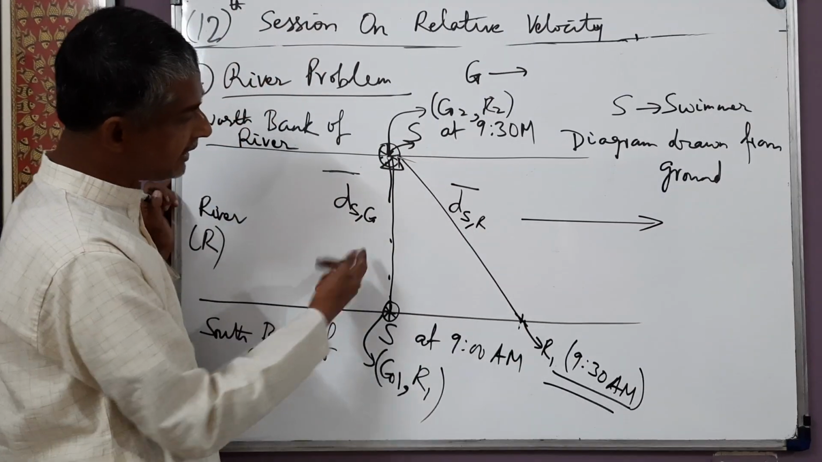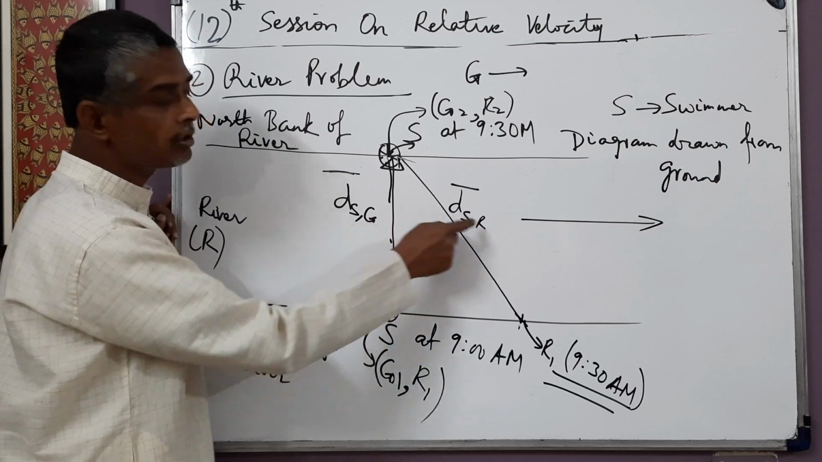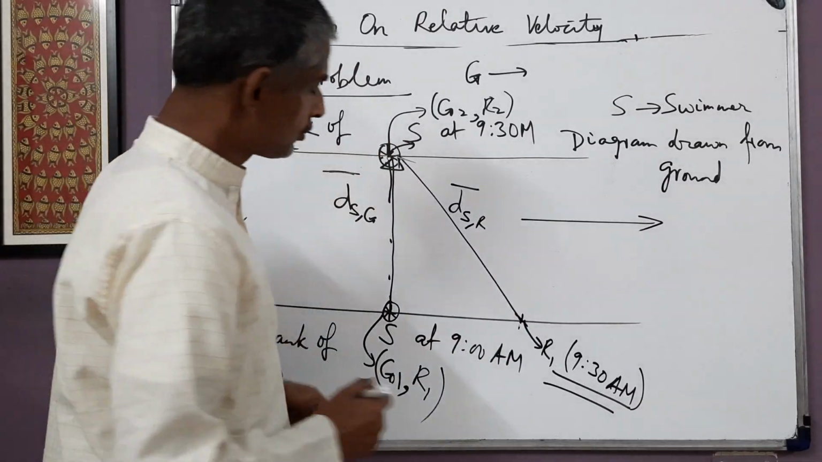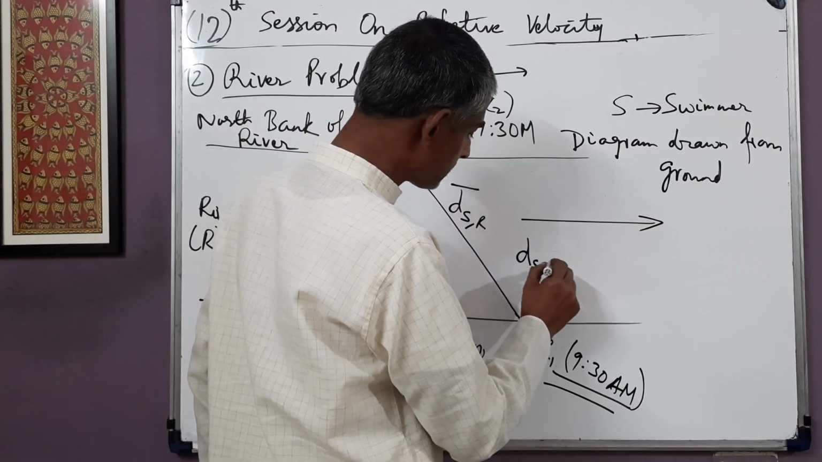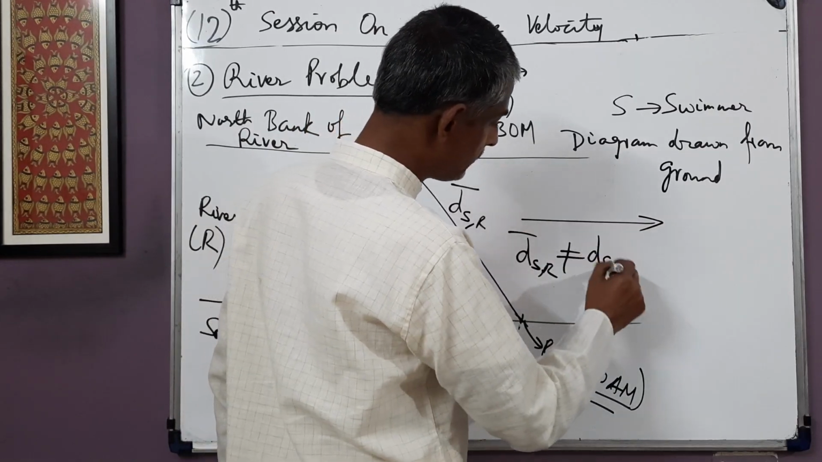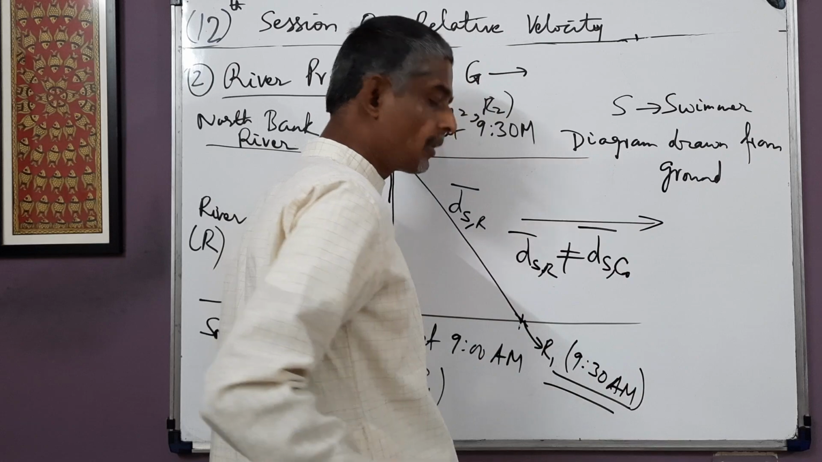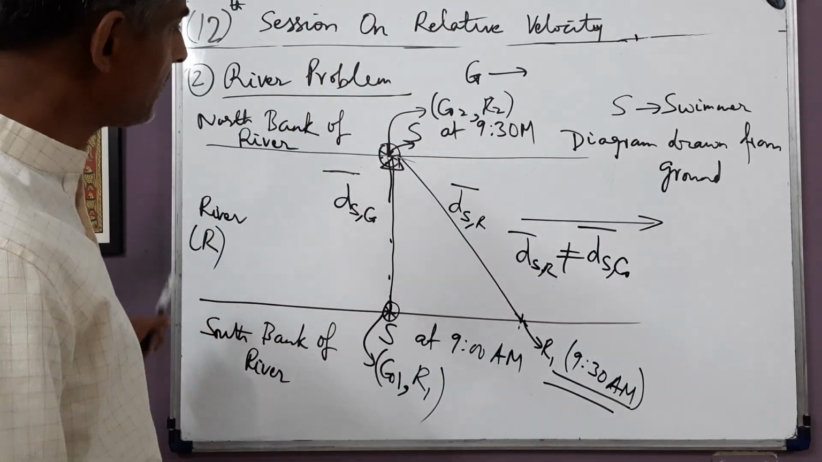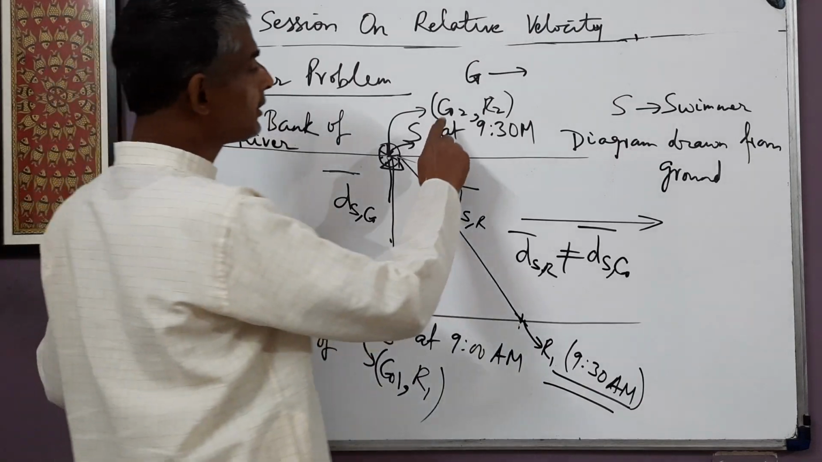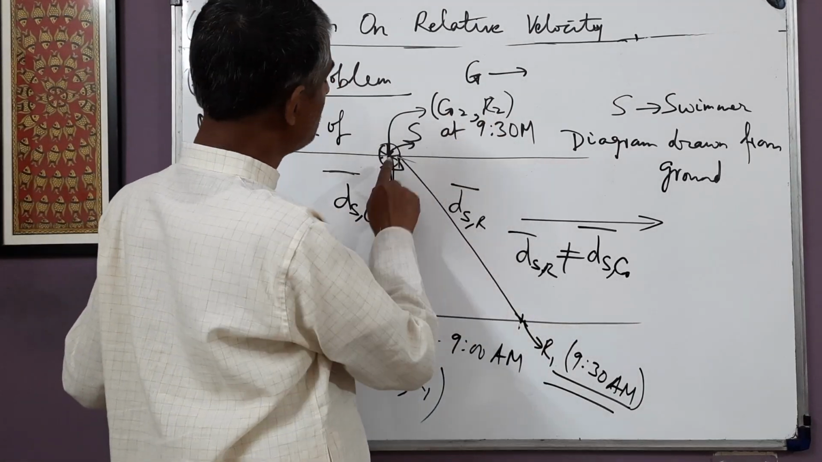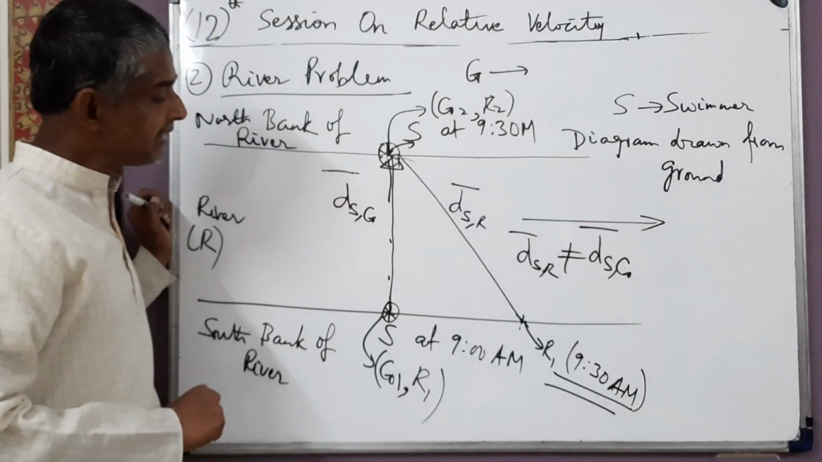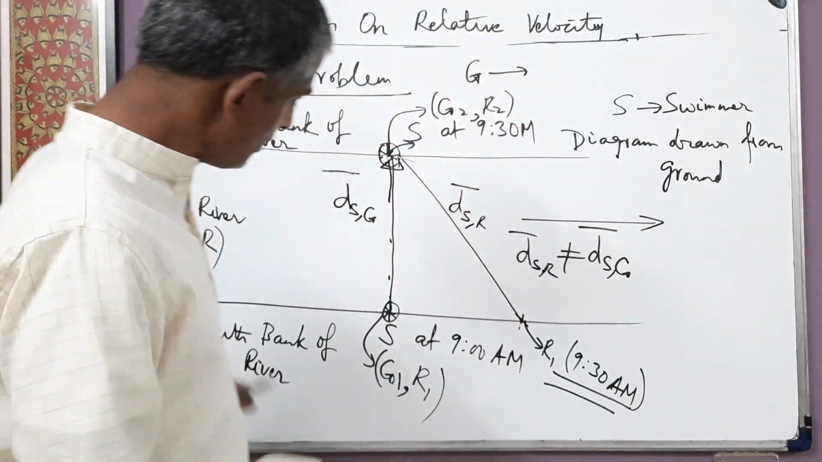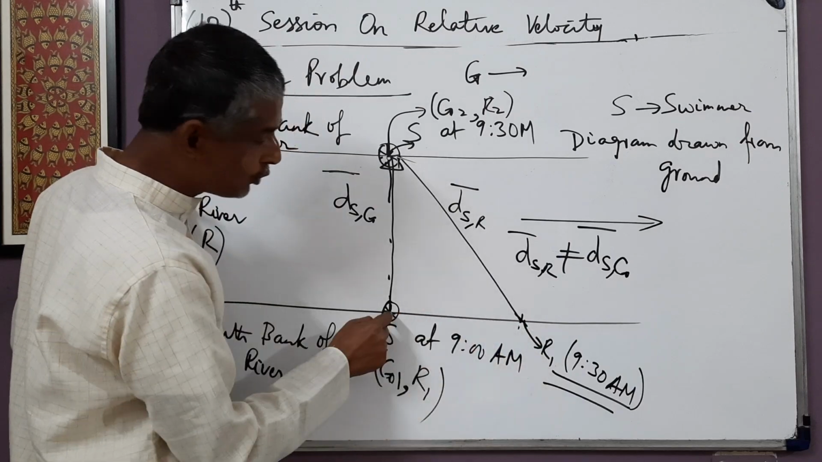Again, it is seen from this diagram that DSR and DSG are not the same. They have a different direction and a different magnitude. So these two displacements are unequal. Again, why are they unequal? They are unequal because at 9:30 a.m. the final locations of the swimmer in the ground frame and river frame, G2 and R2, are coincident, whereas at 9 a.m. the initial locations of the swimmer in the ground frame and river frame, G1 and R1, are non-coincident.